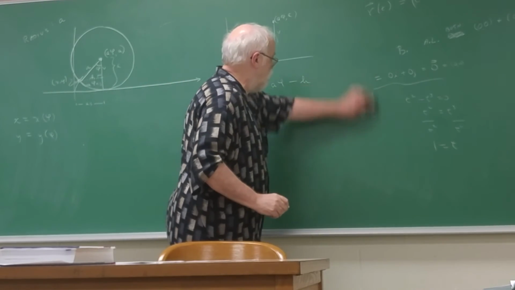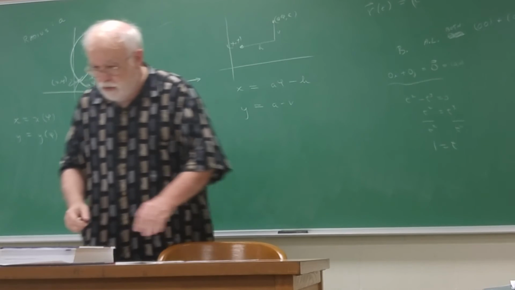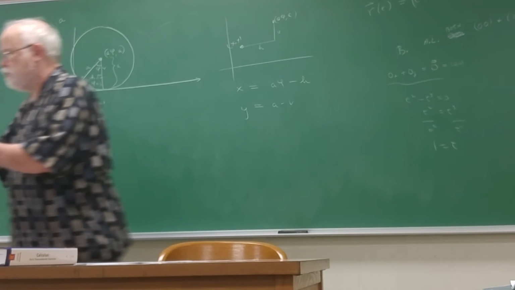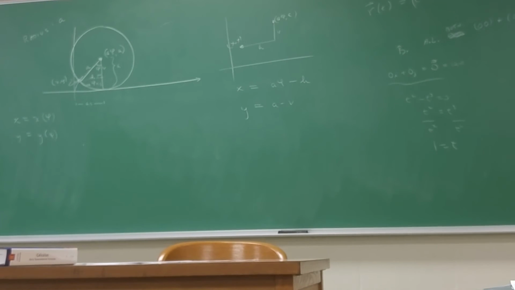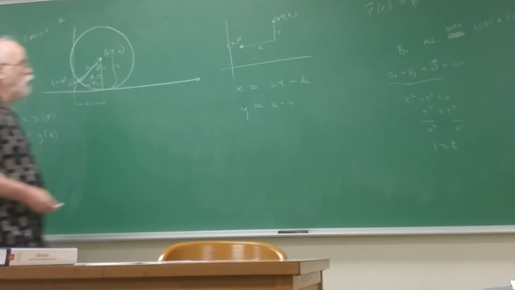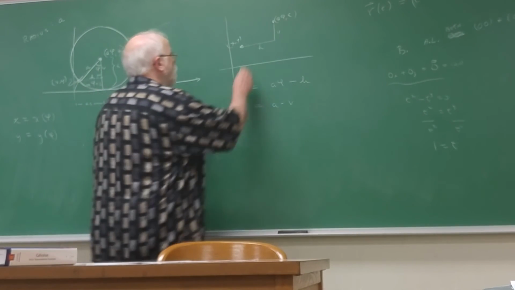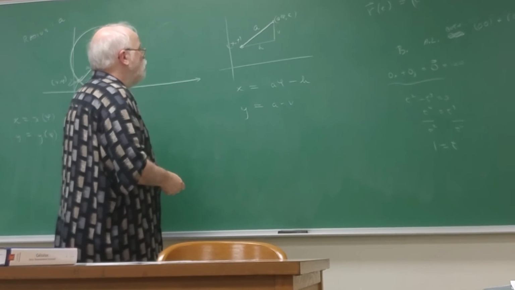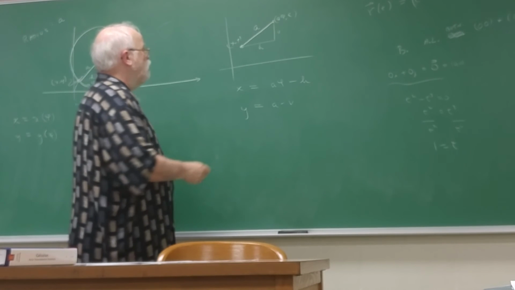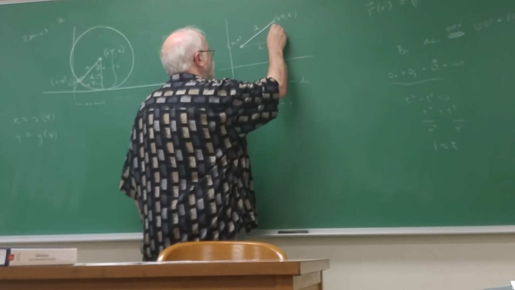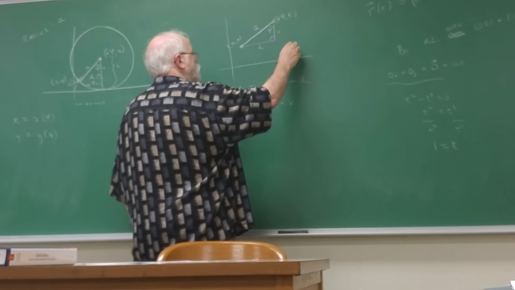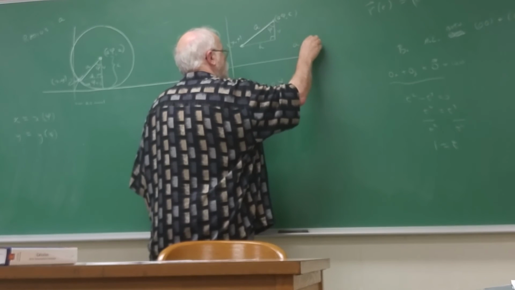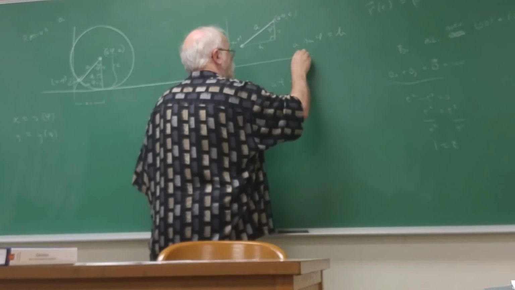All right. And that distance is A. So what's H and V? A sine of phi is equal to H, and then A cosine of phi is equal to V.